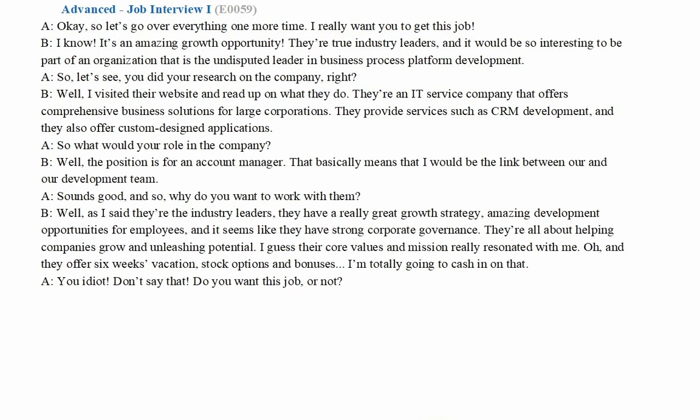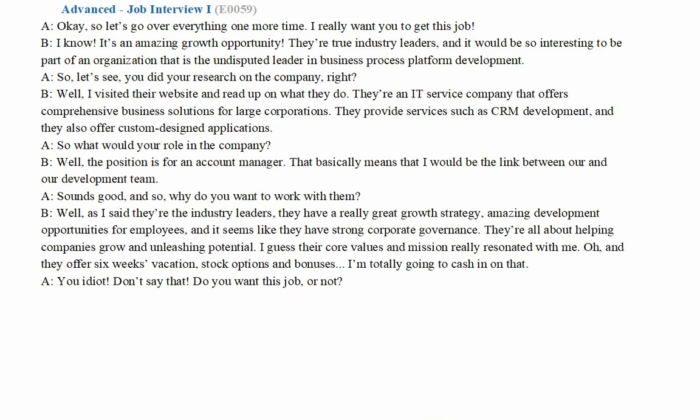Okay, so let's go over everything one more time. I really want you to get this job. I know, it's an amazing growth opportunity. They're true industry leaders, and it would be so interesting to be part of an organization that is the undisputed leader in business process platform development. So let's see. You did your research on the company, right?